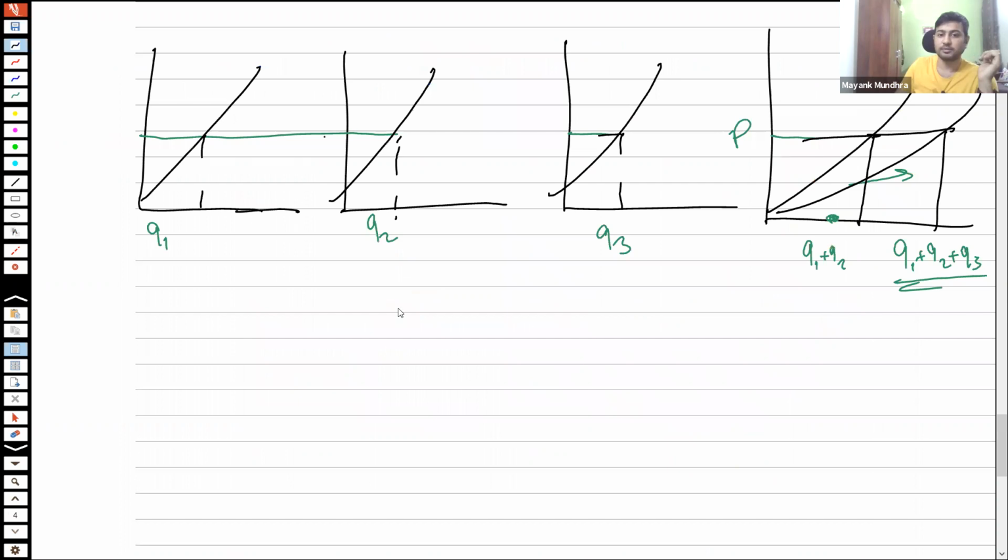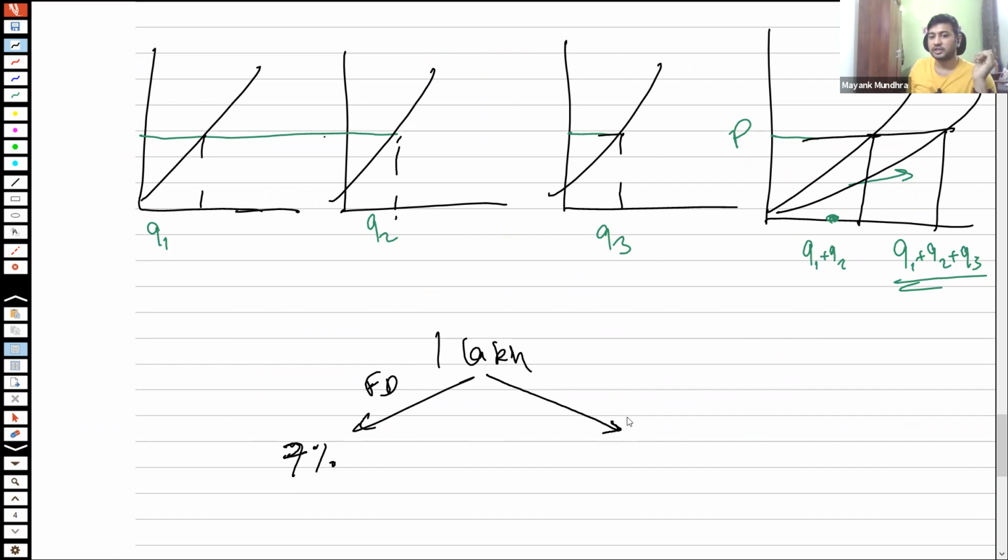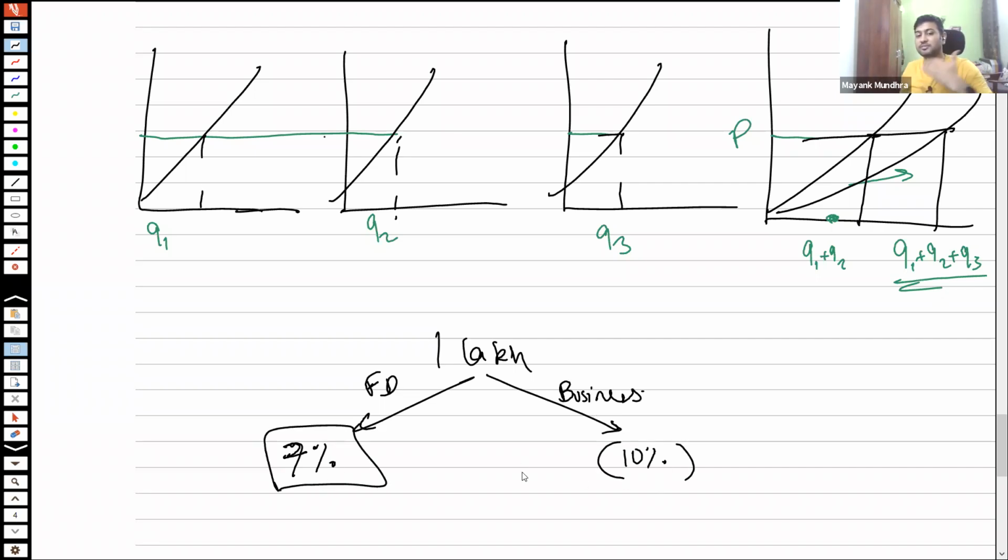Okay, so what I'm saying is, suppose you have 1 lakh rupees. Suppose you invest this money in an FD, you get 7% interest. On the other hand, you invest it in a business, you get 10% interest. So the accountant will say that your profit is 10%, but an economist would say that your profit is 3%, because you were getting 7% returns anyway in this outside option of FD. So according to an economist, your economic profit from investing in this business is 3%.